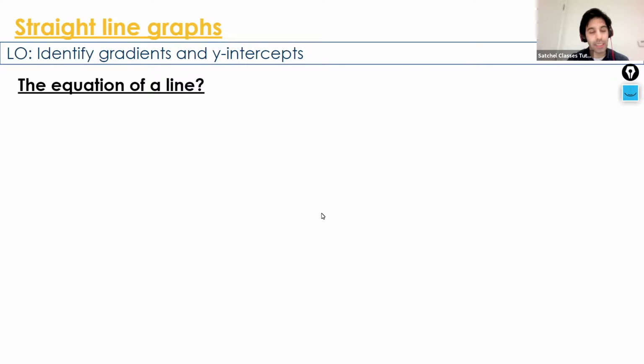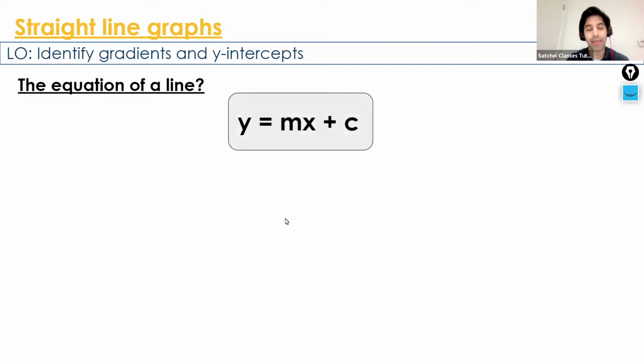Now, what is the equation of a straight line? The equation of a straight line is written in the form y equals mx plus c. Now, what does this mean? Well, m is the gradient of our line, and c is the y-intercept of our line.